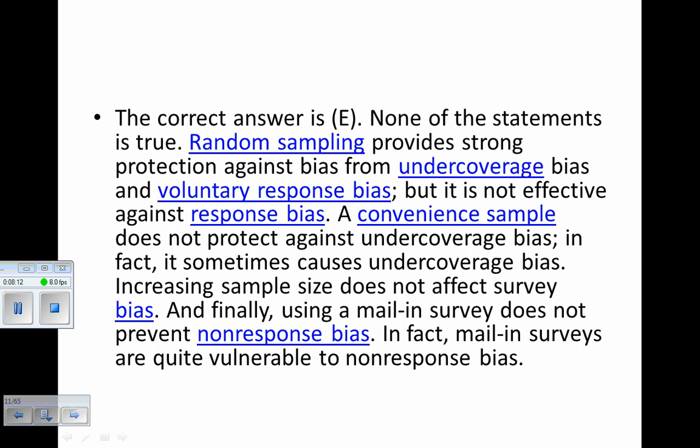Random sampling provides strong protection against bias from undercoverage and bias from voluntary response, but it's not effective against response bias. Convenience sample does not protect against undercoverage bias. So that's really bad, actually. You never want to use that. Let's see, mail-in survey does not prevent non-response bias. So in all of these, while they can reduce some bias, they don't reduce all bias, is basically what this is saying.